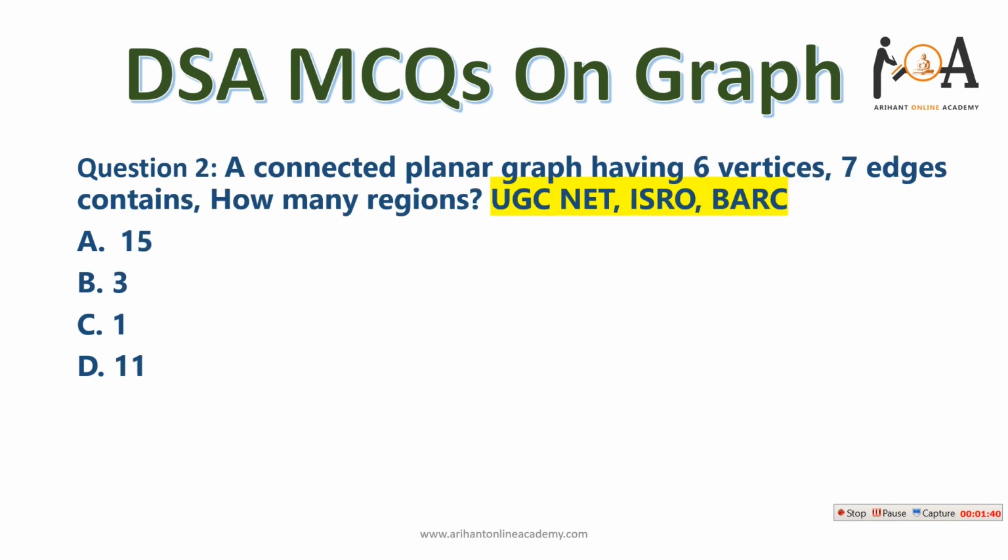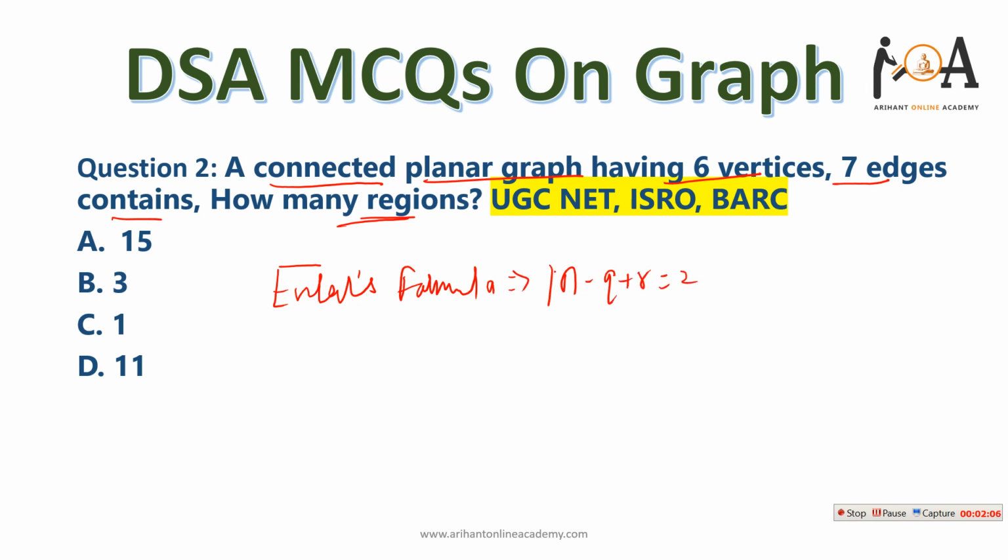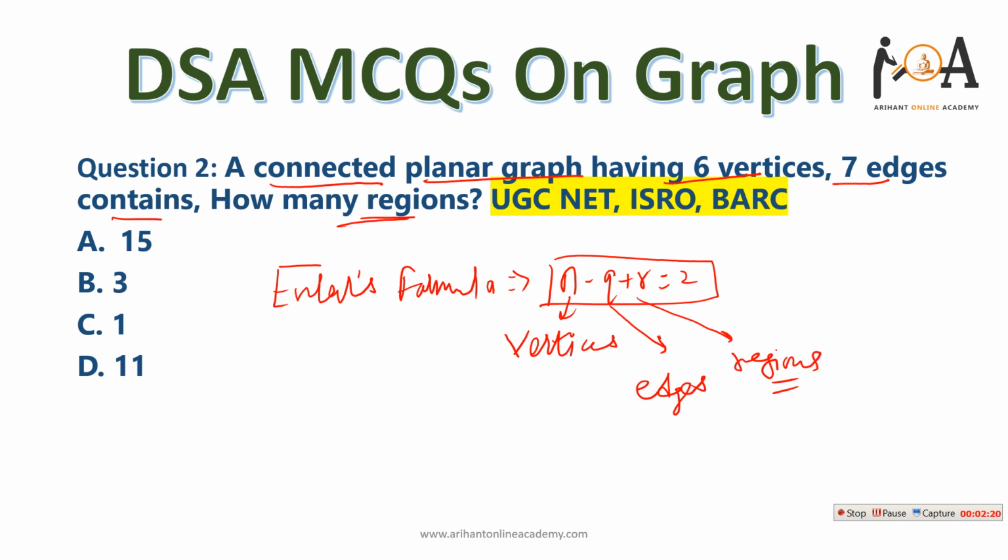The next one is, a connected planar graph having 6 vertices, 7 edges contains how many regions? Basically, according to planar graph theory, there is a formula given by Euler, a mathematician. So what is Euler's formula? n minus q plus r equals 2 for a planar graph, where n is the number of vertices, q is the number of edges, r is the regions. So just substitute the values now.